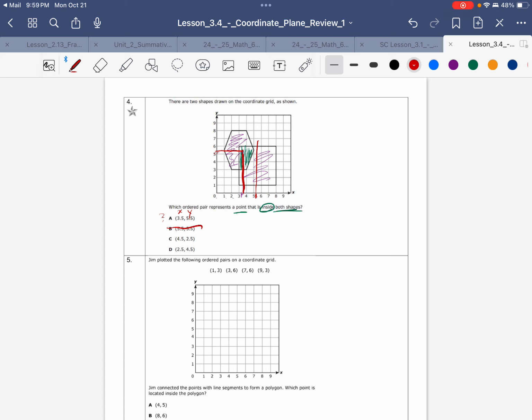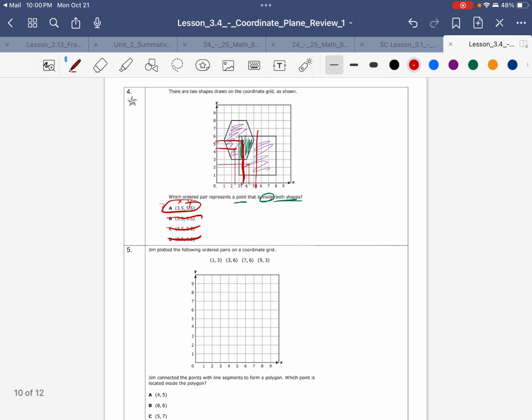4.5 and 2.5. Okay. 4.5 is here, coming up. And then 2.5 is only about here. So, nah, that's out too. And then D, 2.5 and 4.5. It's about there. Nope, outside the box. So our answer would be A.